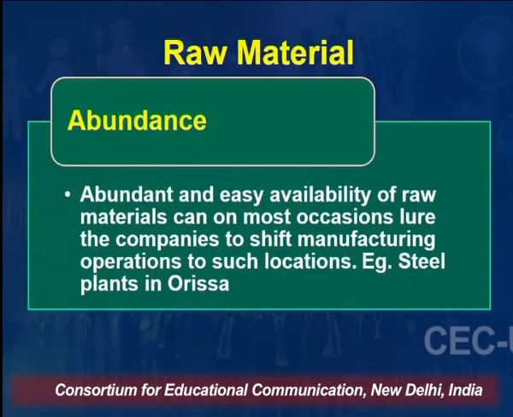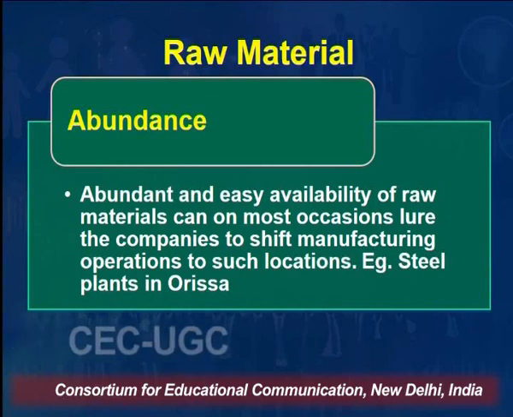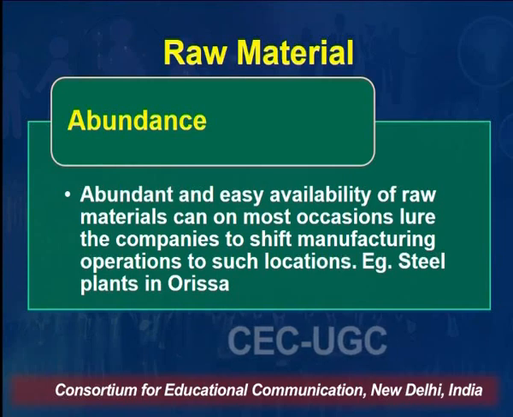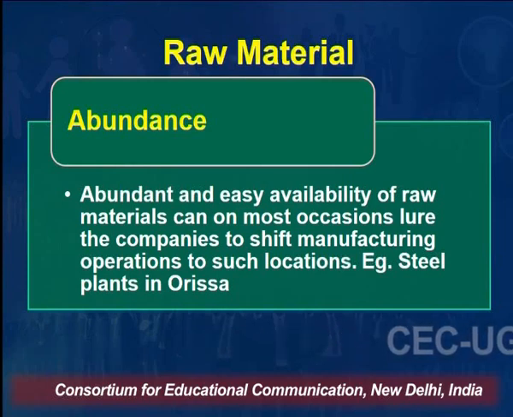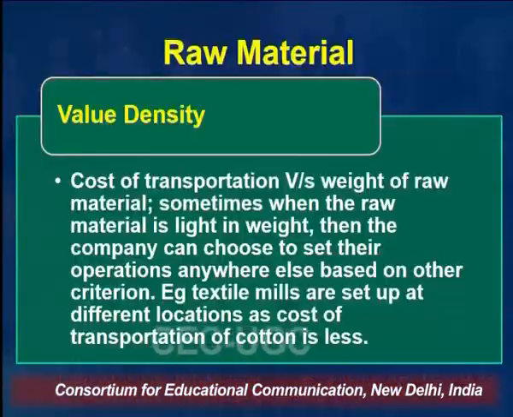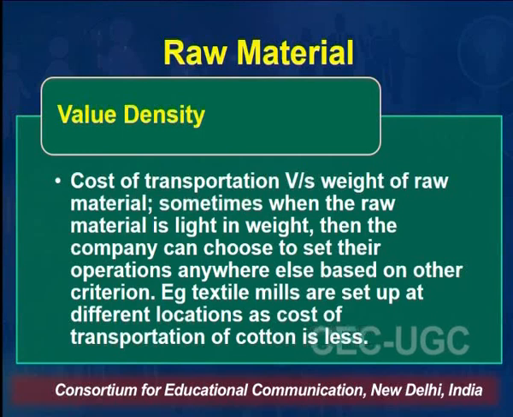Raw materials availability should also be there. Abundant and easy availability of raw materials can on most occasions lure companies to shift manufacturing operations to such a location. For example, you will find steel plants in Odisha, you will find steel plants in Jharkhand, because there the raw materials are available. Then you have to see also another factor called value density. What is value density? Cost of transportation versus weight of raw material.